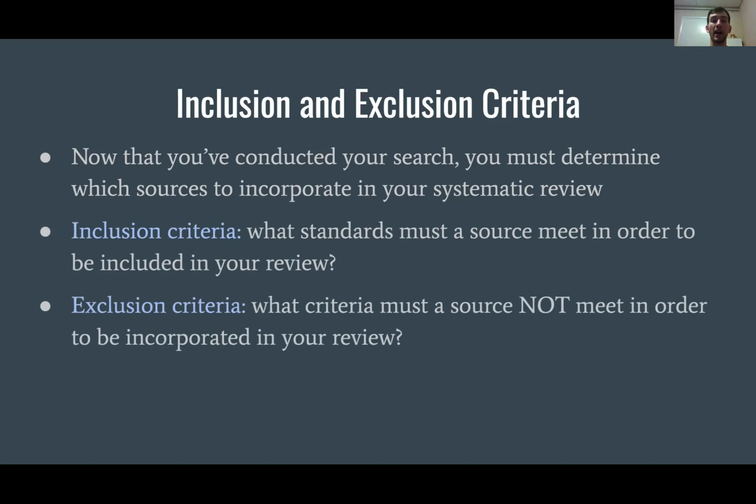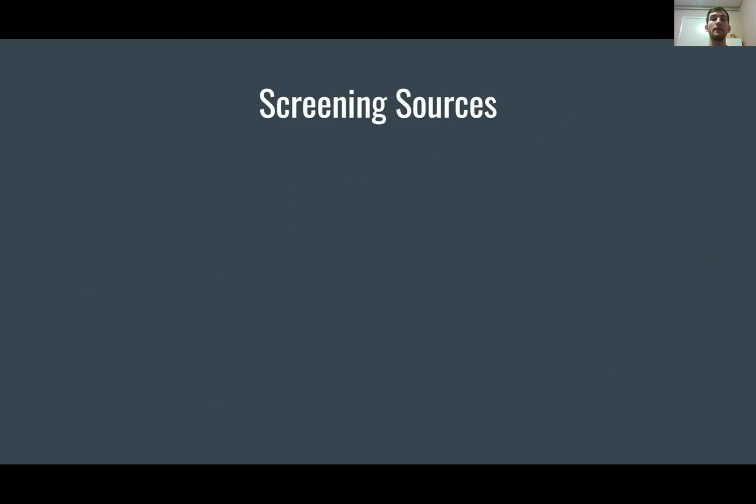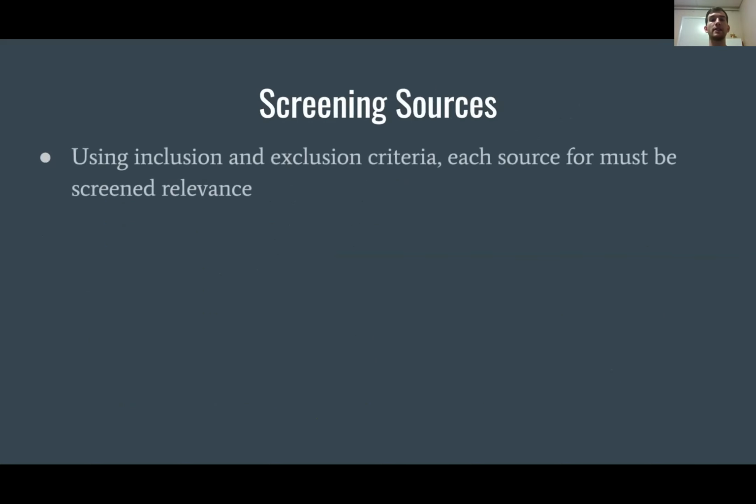And then conversely, our exclusion criteria is the criteria that a source cannot meet in order to be incorporated in our review. Every source that's in your final list of sources that you're actually going to talk about or mention in your review has to meet all of your inclusion criteria and none of your exclusion criteria. And again, I'll show you an example of what this looks like after. And then once we've set that criteria, the next step is that we need to actually screen the sources for relevance based on the criteria we set.